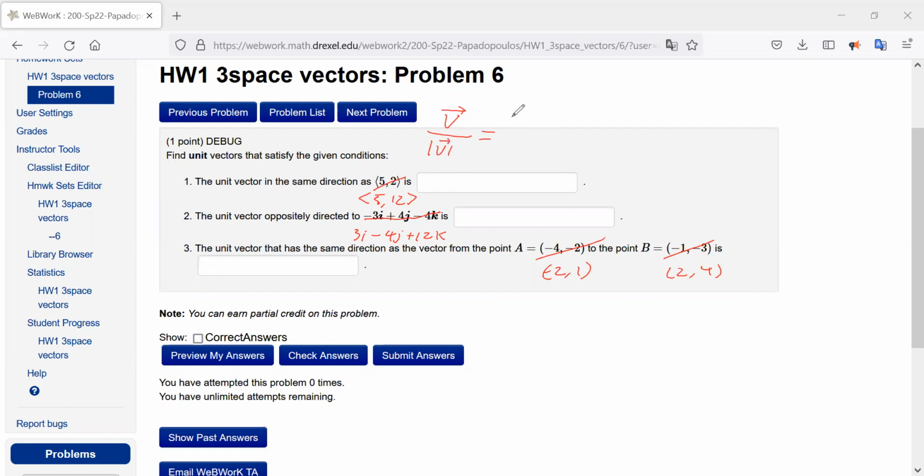So this is going to be (5, 12) divided by, what's the norm of (5, 12)? The norm is going to equal the square root of 5 squared, 25, plus 12 squared, so that's going to be 144. It's equal to the square root of 169, which is 13. So divide by 13. This is going to be 5 divided by 13, comma, 12 divided by 13.